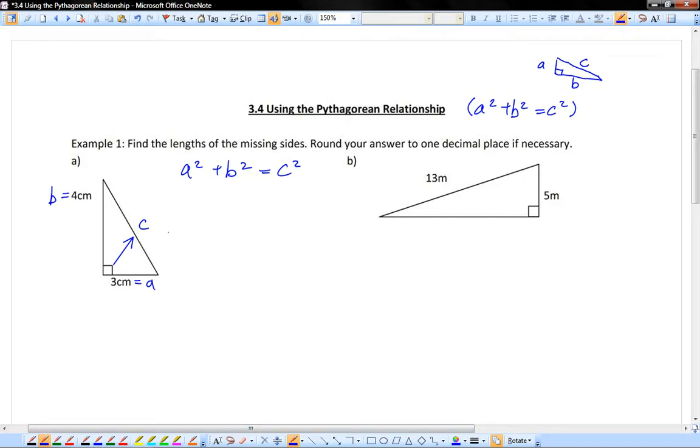And now we can plug in numbers. So since we know that A is 3, we can substitute that in here. And we know that B is 4, so we can substitute that in here. So let's do that. We're going to replace the A with the 3, and we're going to square it. We're going to replace the B with a 4, and we're going to square it. And that will be equal to C squared. So 3 squared means 3 times 3, which is 9. 4 squared is 4 times 4, which means it's 16. And when I add those two together, I get 25, and that is equal to C squared.